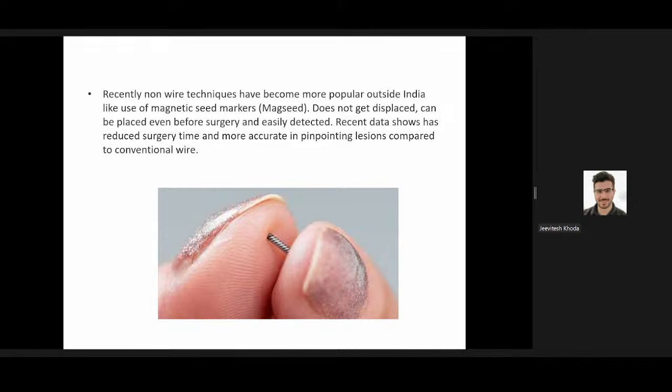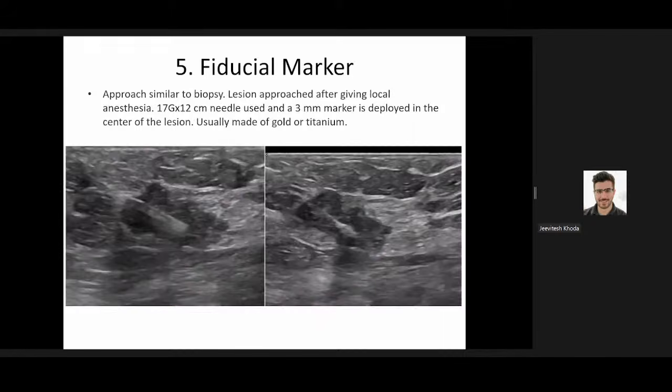Think of it as like a fiducial marker. It will be there, and there are detectors which can detect the magnet. Recent data has shown that it reduces the surgery time and is more accurate in pinpointing the lesion compared to conventional wire techniques. So then, moving on to fiducial marker placement.